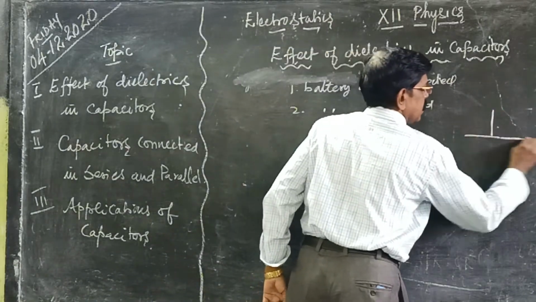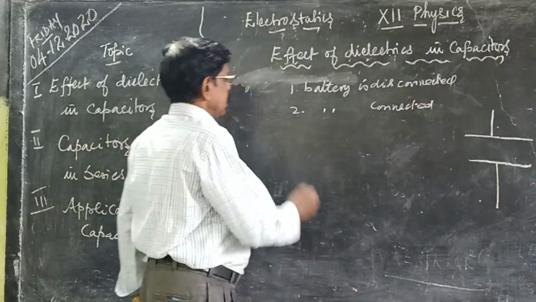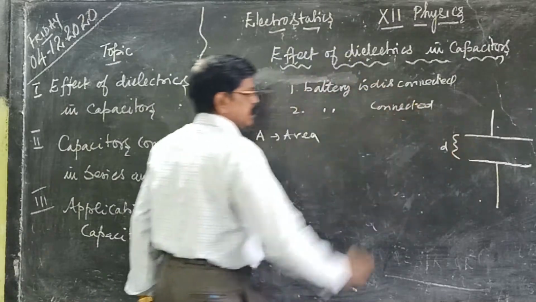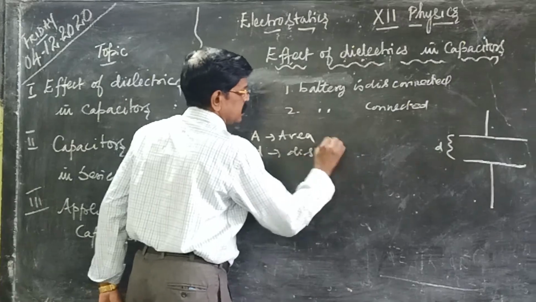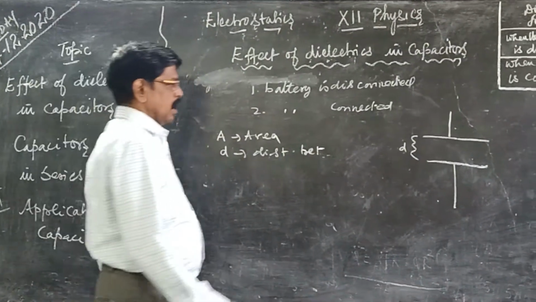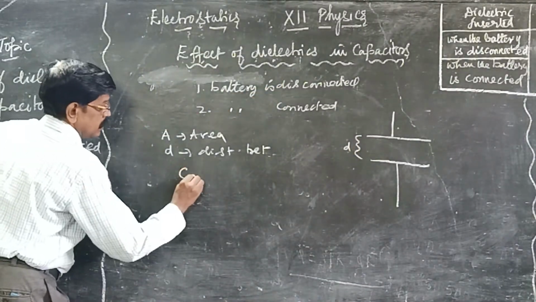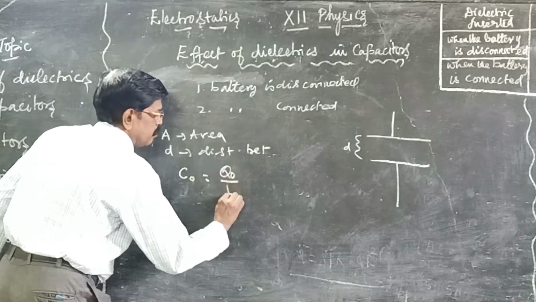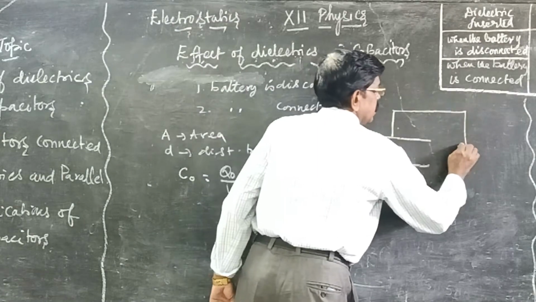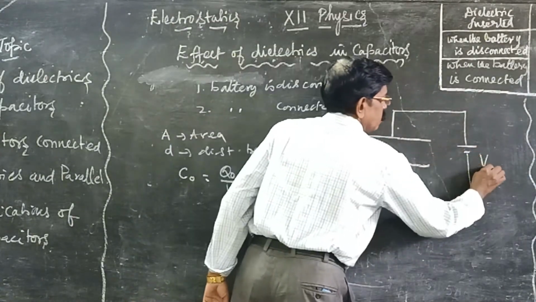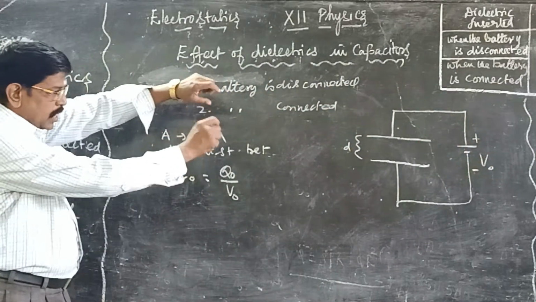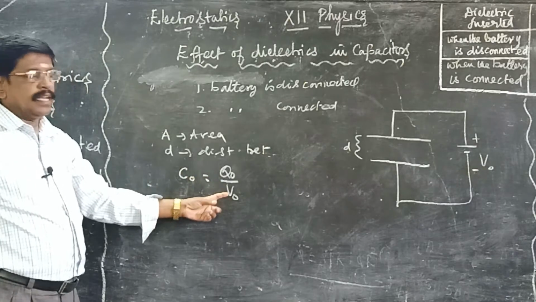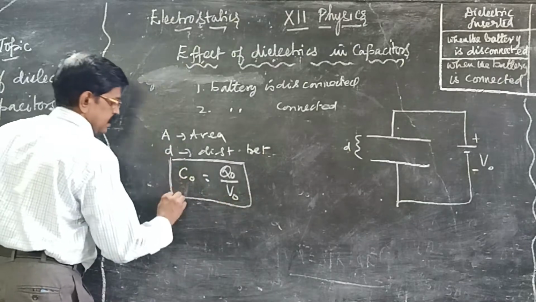Now let us consider the parallel plates. Let A be the area of the plates, and let D be the distance between the two plates. The capacitance of the parallel plate is Q naught by V naught. What is Q naught? Charge. Let us assume the capacitor is connected across a battery of voltage V. This is positive, this is negative. The charges from the battery will come over here and accumulate. Let it be Q naught. The potential across the plate is V naught. This is the formula for the capacitance.